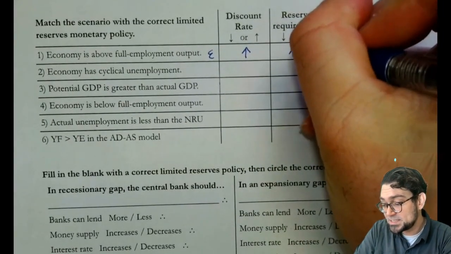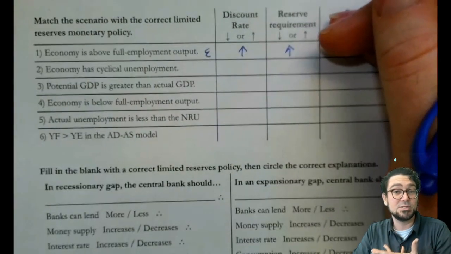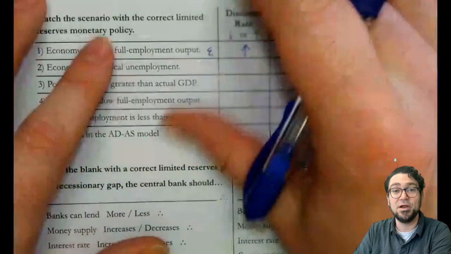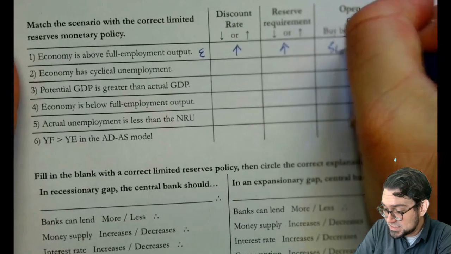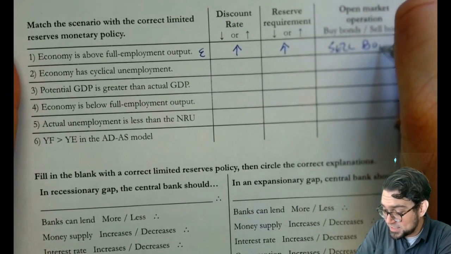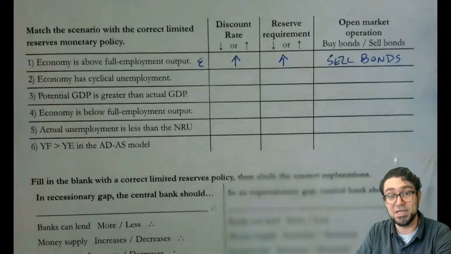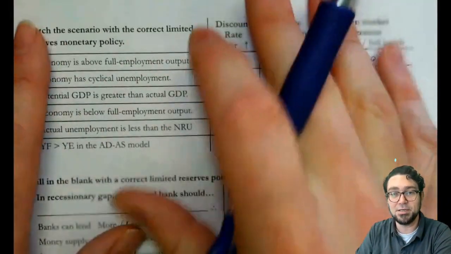I also want to raise the required reserve because that would also make there to be less money supply out there, which would raise interest rates and reduce aggregate demand. And last, I could sell bonds because that would make the money supply smaller, and that would also raise the interest rate, again reducing aggregate demand.